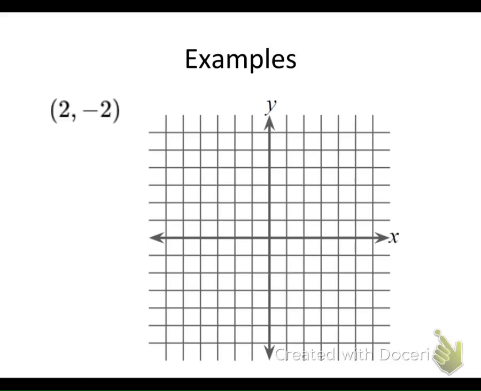So we have 2, negative 2. So again, I'm going to go ahead and label my ordered pair. My x is first, then my y. And then I'm going to make sure my coordinate plane is labeled. Now, which direction does my x-axis run? Left to right. Left to right. What's another word for saying left to right?